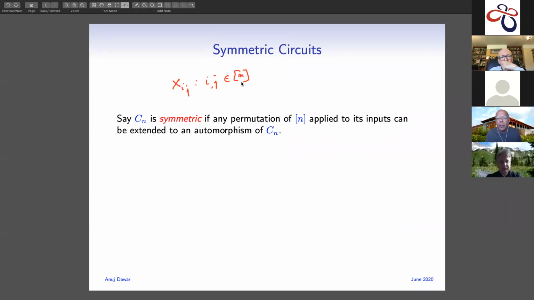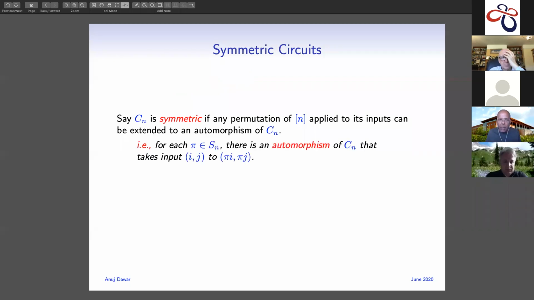And we say that the circuit is symmetric if you apply a permutation of S_n under its natural action on these n squared pairs, then it can be extended to an automorphism of the whole circuit. So you can permute the gates of the circuit to get back the original circuit. So exactly what it says, for each pi, there's an automorphism that takes the input labeled x_ij to x_{pi(i) pi(j)}.